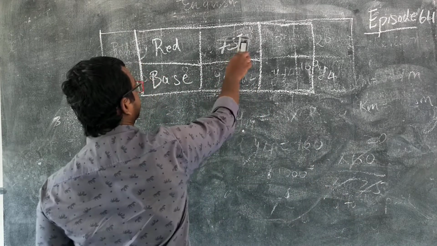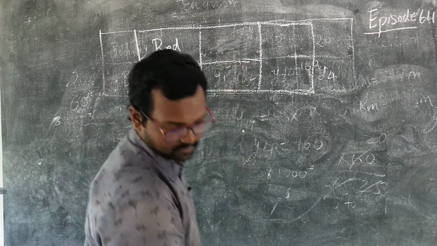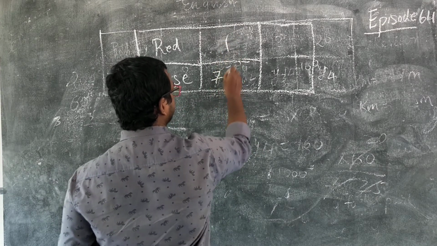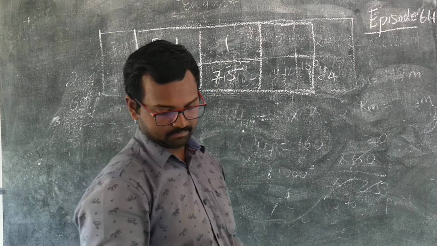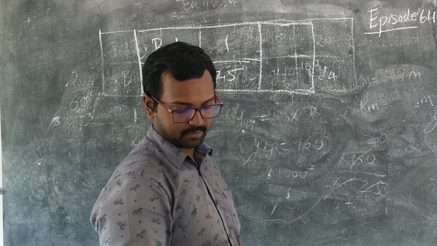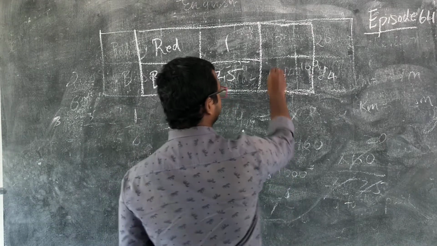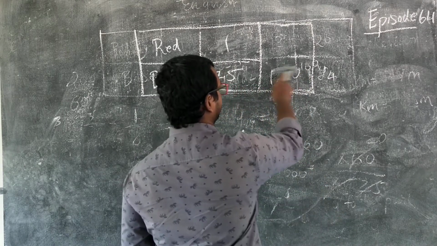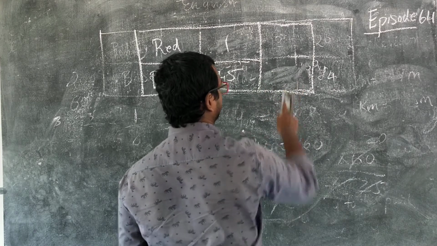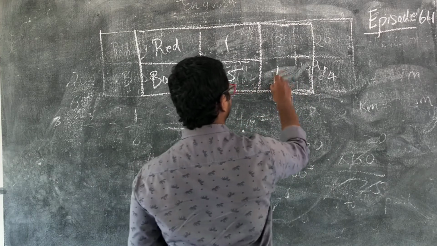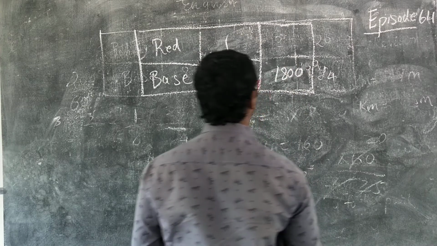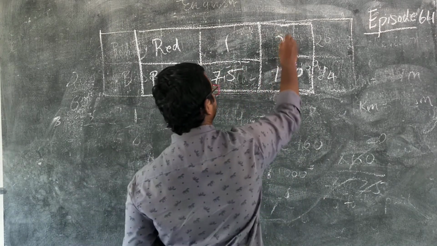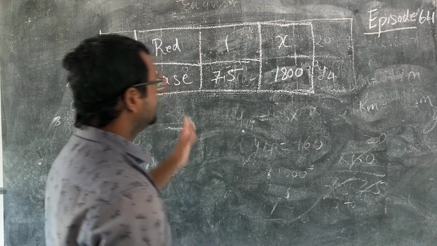If one part of red pigment requires 75 ml of base, then how much red pigment should be mixed with 1800 ml? That is the question. So it's very simple.